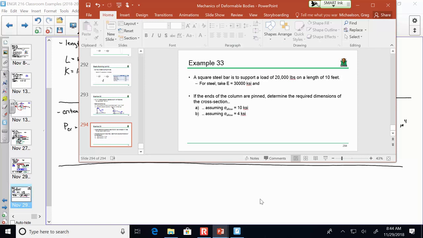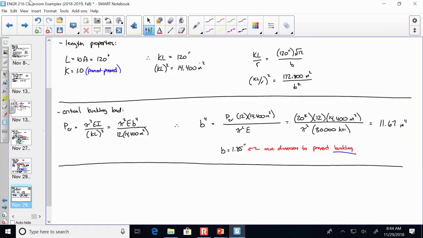All right. So the problem gave us 2 allowable stresses. If the ends of the column are pinned, determine the required dimensions of the cross section, assuming sigma allowable is 10 KSI, assuming sigma allowable is 4 KSI. Okay. So let's sort of handle that. Here's how I want to handle that.